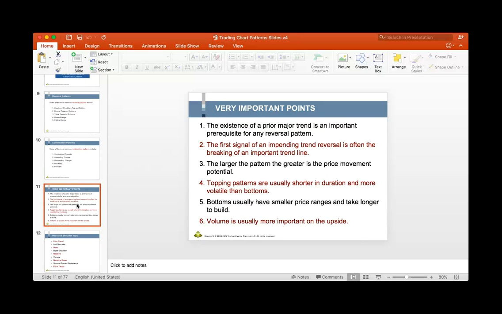So this is the first thing: the existence of a prior trend is important for any reversal pattern. The next one is that the first sign of impending trend reversal is often the breaking of an important trend line. Later I'll cover this part.